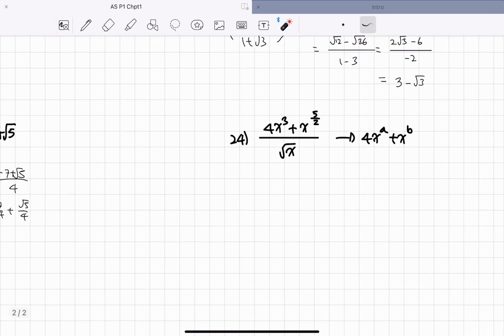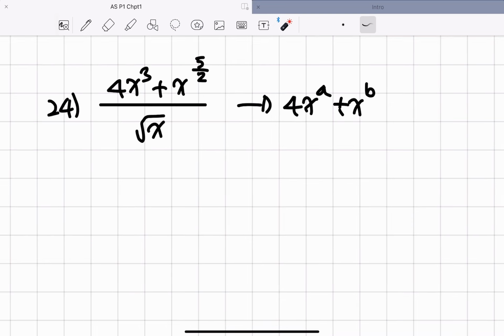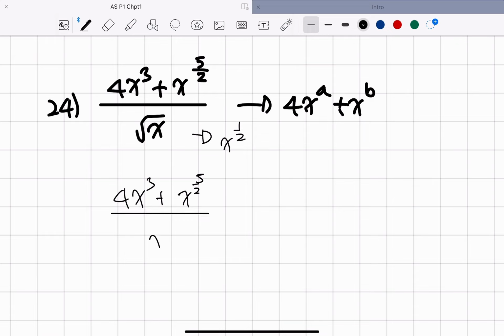Right, so next one, I think this one is the last one. So 24 is 4x cubed plus x to the power 5 over 2, over square root of x, and we need to change it into this form. Okay, the first thing to remember is that the square root of x can be changed to x to the power 1 over 2. So let's change square root of x into this form. Then we can use the index laws to simplify.